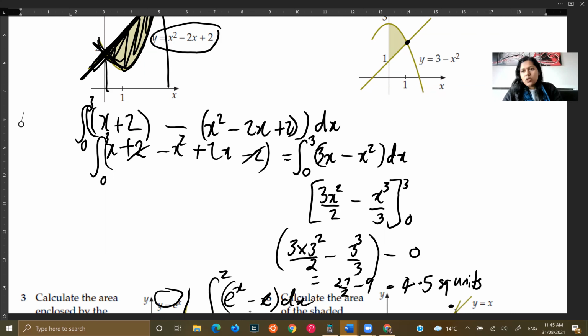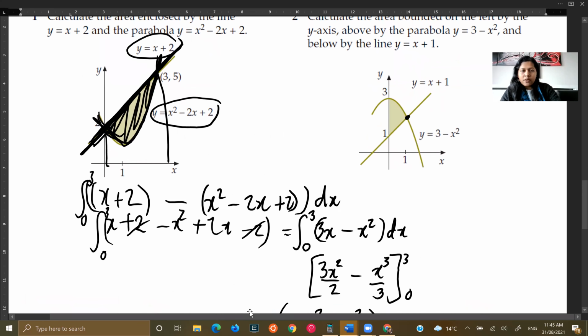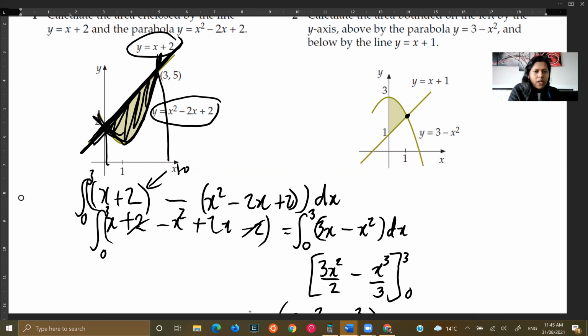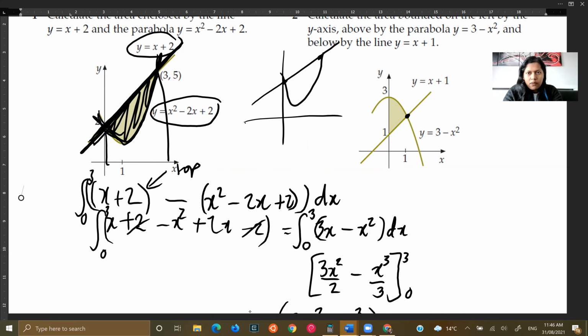Just to summarize again, when you're finding area between two curves, the first step is to figure out what's at the top. That was my top function. Sometimes people have trouble understanding what we mean by top. In the graph, the part where I'm looking for the area, that line is above the curve, so that is the top function. This curve is underneath, so that's the bottom.